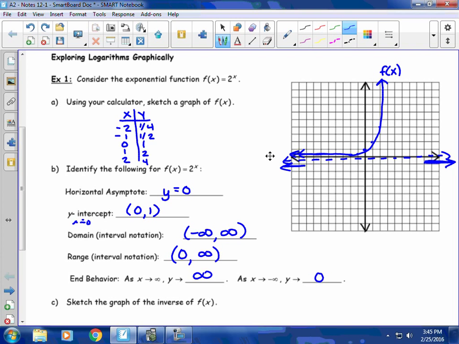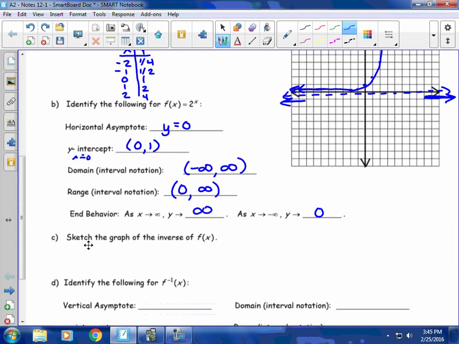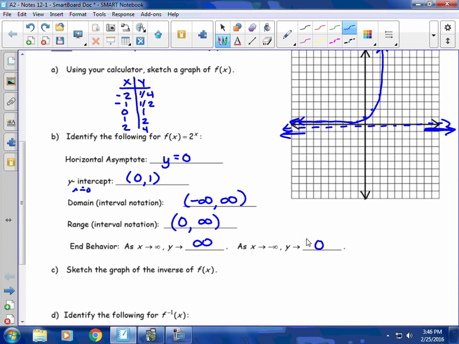Okay, nothing new. We've been doing that for weeks. Now, when you go down here, it says to sketch the graph of the inverse of f of x. Well, when you see the word inverse, what's inverse mean? Hopefully, you're all screaming, switch x and y, because inverse always means switch x and y.